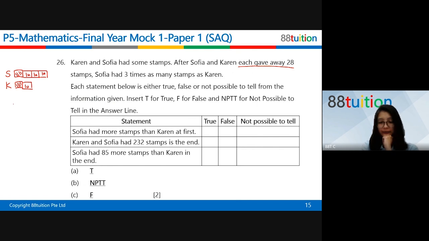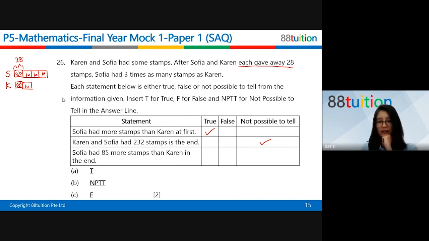Okay, let's see. Sophia had more stamps than Karen at first. True. I mean, you see the giveaway, right? It obviously is true. Karen and Sophia had 232 stamps in the end. Who knows? They didn't give me any number, right? They each gave away 28, but that's all that you know. We don't even know what the unit stands for. So that's why it's not possible to tell.